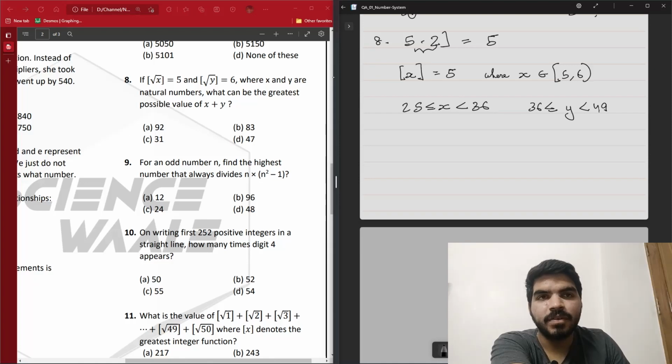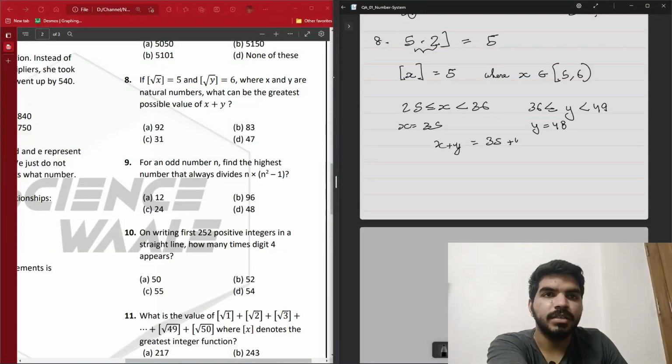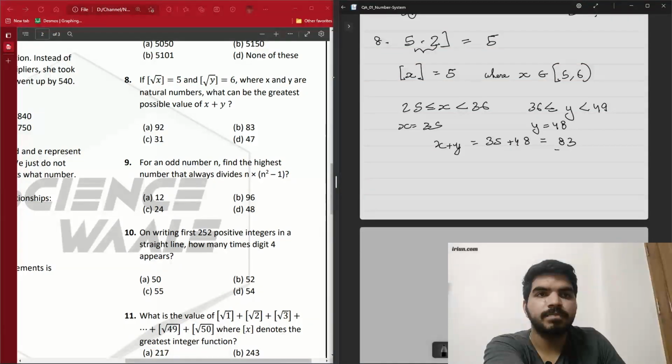What is the highest number before 36? It will be 35, so x must be 35 because we need the highest one, and y must be 48. Add them, since x plus y is asked. So this is 35 plus 48, and the answer is 83. Option B.